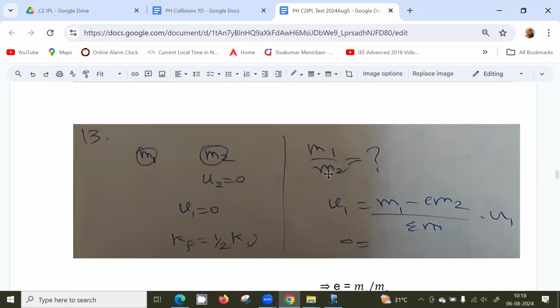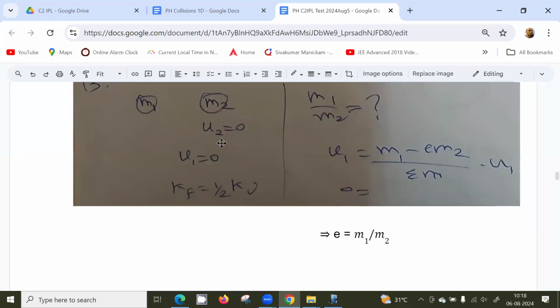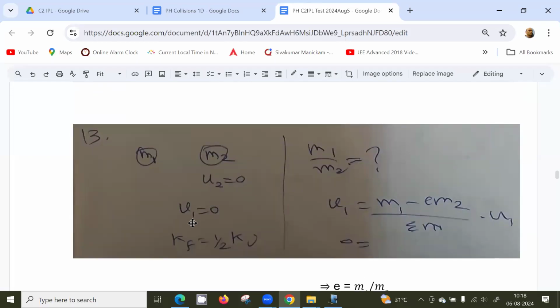Question 13. A ball impinges directly on another ball at rest. The first ball is brought to rest by the impact. Okay, so V1 is 0. Half the kinetic energy is lost by the impact. The value of M1 by M2 is, straightforward question. M1 and M2, initial velocity of 2 is 0, and final velocity of 1 is 0. After this hits, this comes to rest. And final kinetic energy is half of the initial kinetic energy of the total energy of the system. So the value of M1 by M2 is.